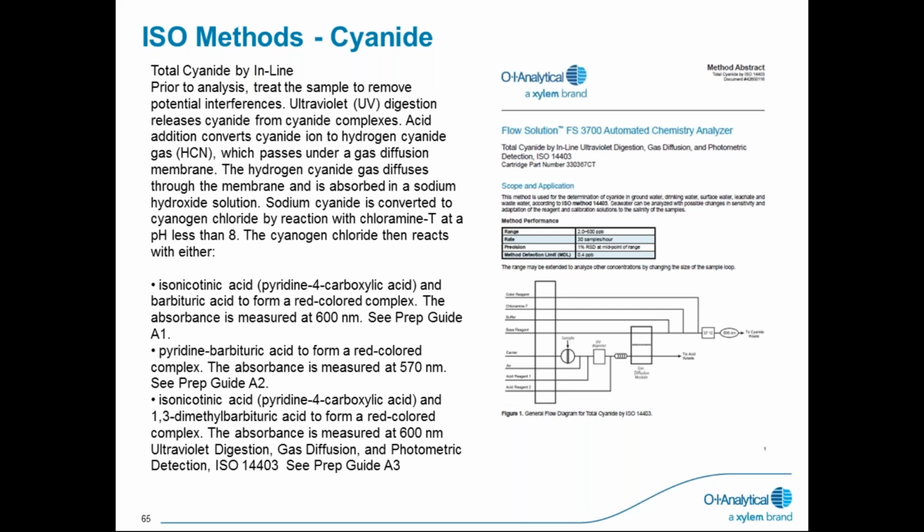The sodium cyanide is converted to cyanogen chloride by reaction with chloramine T at a pH less than 8. And the cyanogen chloride then reacts with either these different compounds and such. So in this method, we have a sample prep guide showing you the different forms. Most commonly is the second one, the pyridine barbituric acid, to form the red colored complex. The absorbance is measured at 570 nanometers.